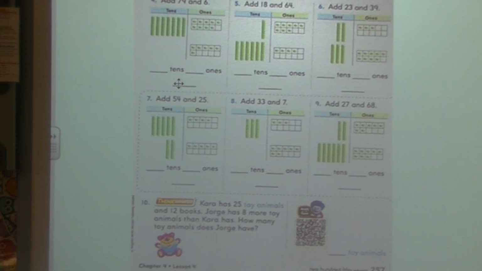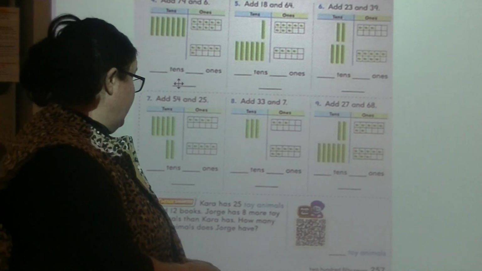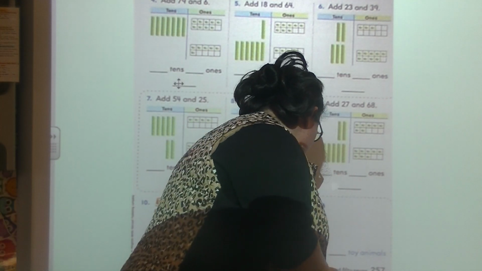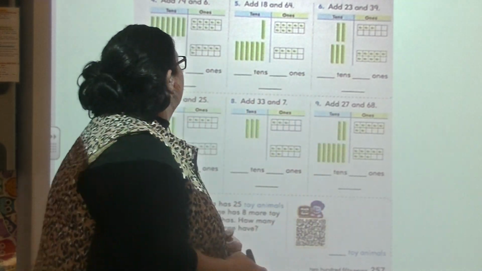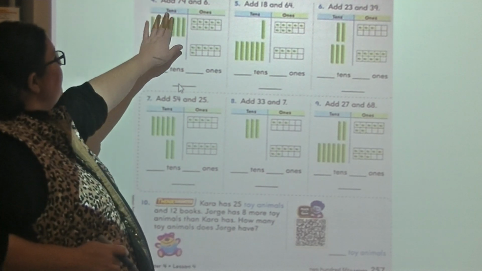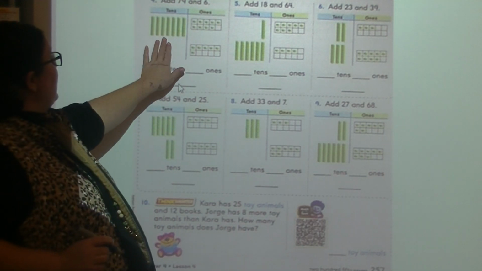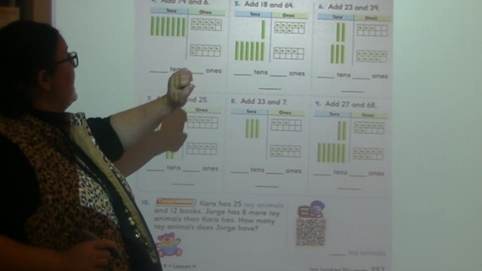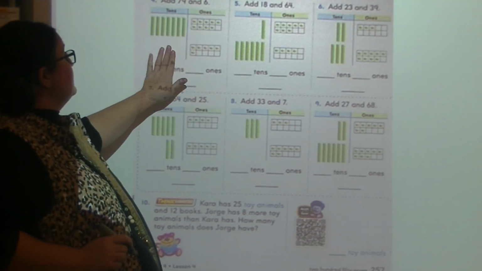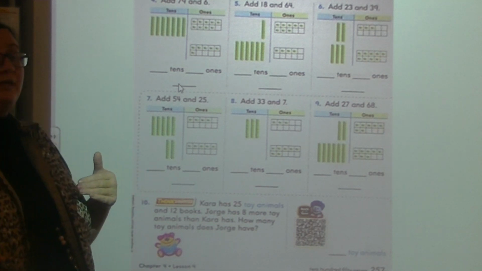Practice. I'm going to work on this first one with you, and then I'm going to let you do some practice today, and then we're going to check it tomorrow. All right, add 79 and 6. 79 is 7 tens, 9 ones. 6 is 0 tens and 6 ones.